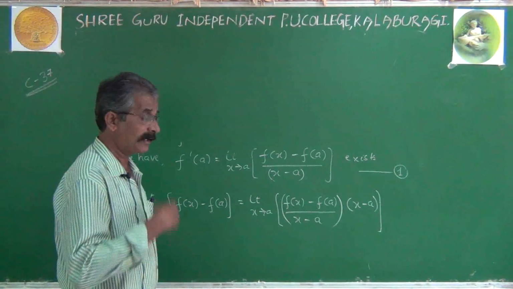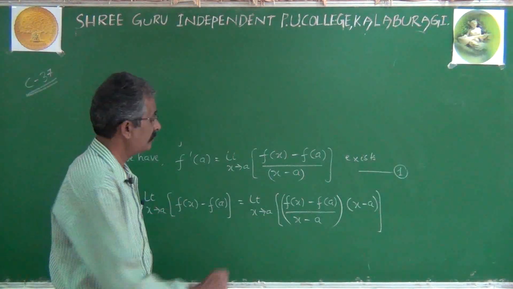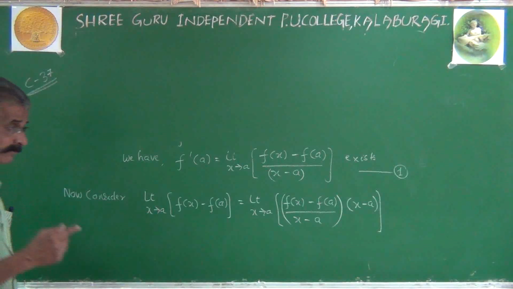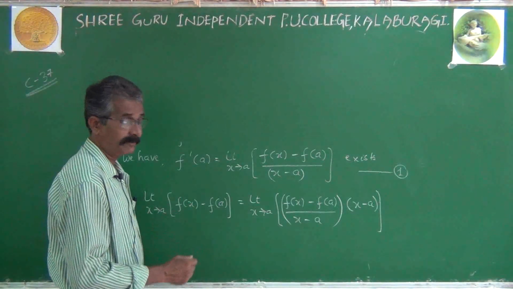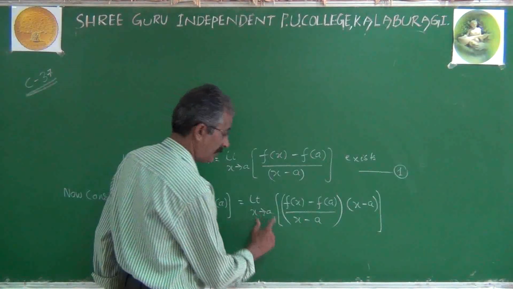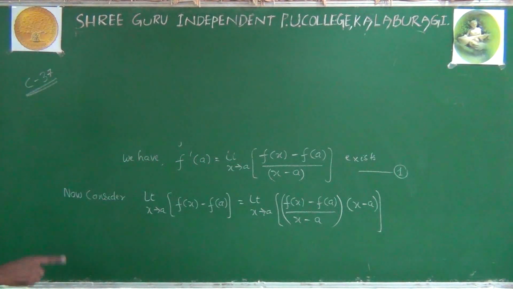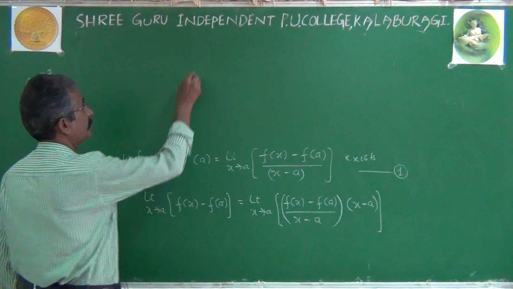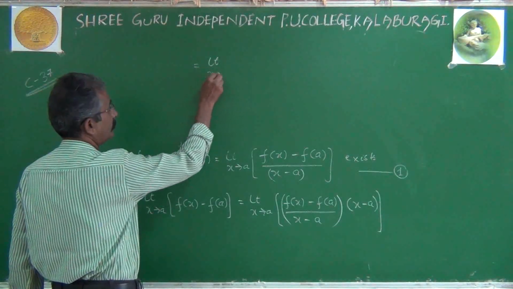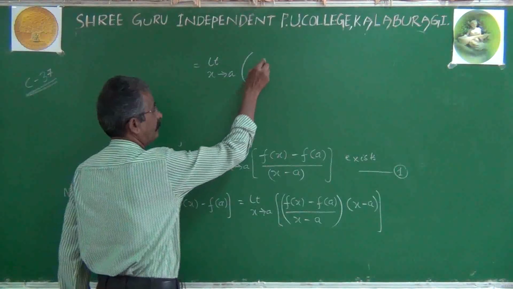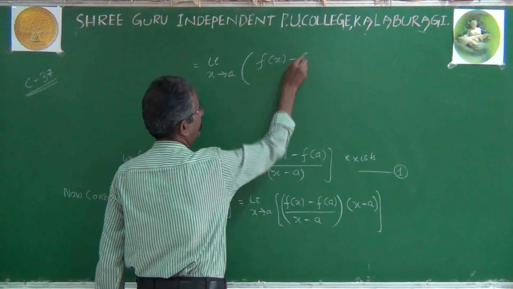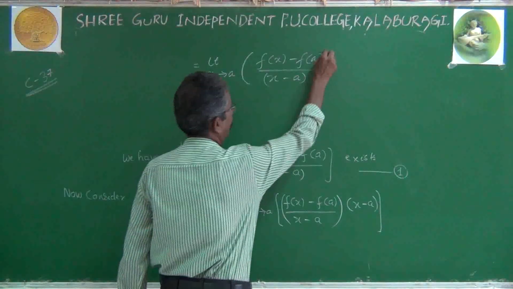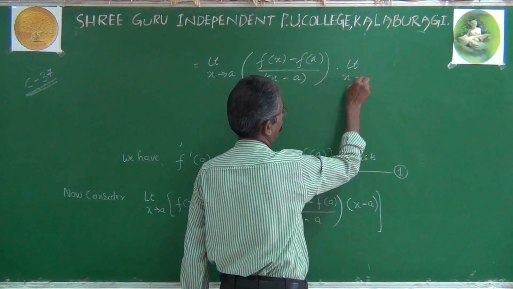Further, we know from our earlier class that the limit of a product of two functions is always given by the product of limits. Means we can apply the limit for the first function as well as the limit for the second function. So we shall distribute the product of limits for both of these functions. So that is equal to limit as x tends to a of the first bracket, f of x minus f of a divided by x minus a, and the second limit as x tends to a of x minus a.